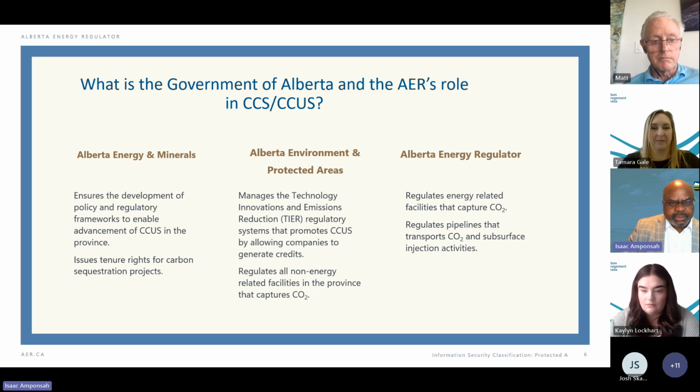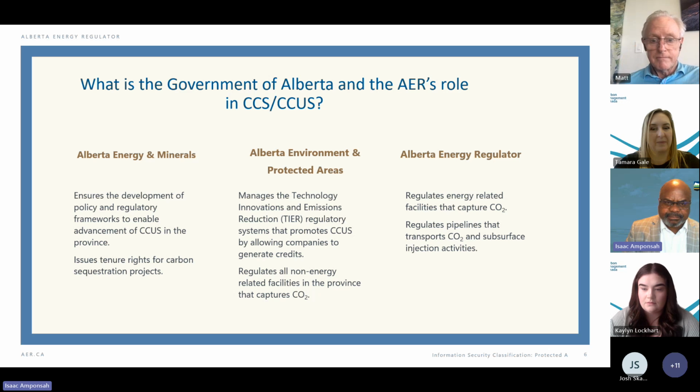Alberta Environment and Protected Areas is responsible for the management of the Technology Innovation and Emission Reduction regulation system that promotes CCS by allowing companies to generate credits. For all non-energy regulated facilities in the province that are looking to capture CO2, like the petrochemical facilities that are regulated by Alberta Environment and Protected Areas, they would be responsible for issuing permit approval for those facilities to be able to capture CO2. The AER, the Alberta Energy Regulator, is responsible for regulating all energy-related facilities.